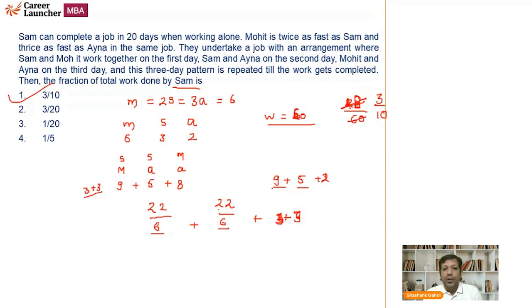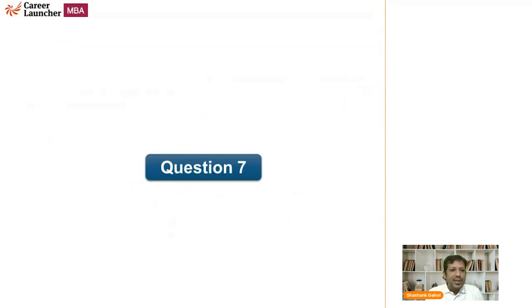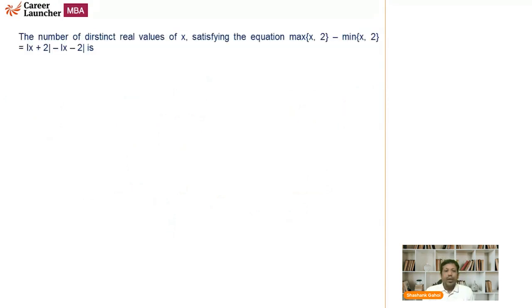Now, let's move on to the next one. What does it say? Question number 7. Now, let's see what it says. The number of distinct real values of x that satisfies the equations. Okay. Now, this is a very different type of question. We haven't seen these kinds of questions in CAT before. So now let's see what kind of approach we are going to take.